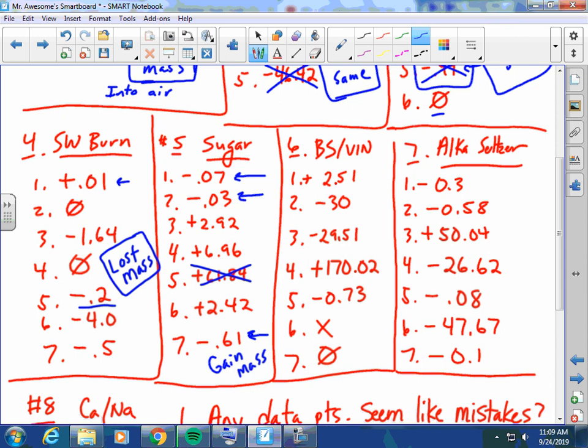So, what did I call it? AJ, so you guys think it gained mass. Does everybody else agree that it should gain mass? When we add sugar to water and dissolve it, it should gain mass? Anybody disagree with that statement?